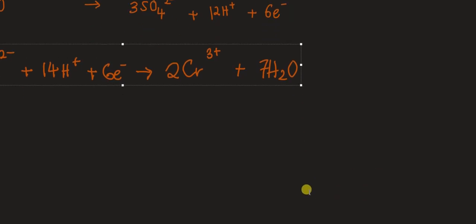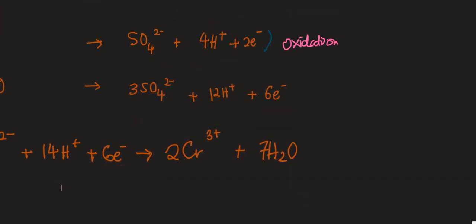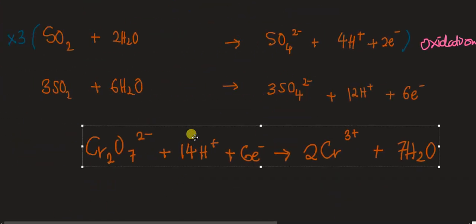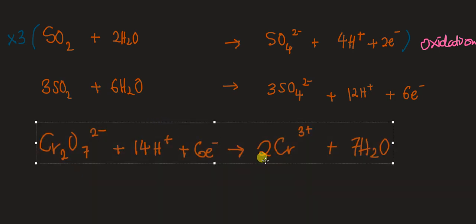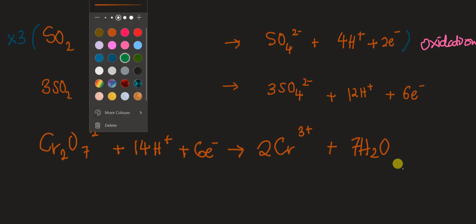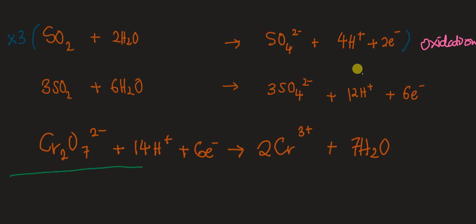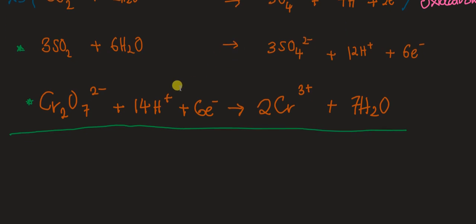So make it a little bit smaller. Okay, so now we are left with balanced half equations, the fully balanced half equations. So what we can do now is combine both of these equations together. Okay, so let's have a look.